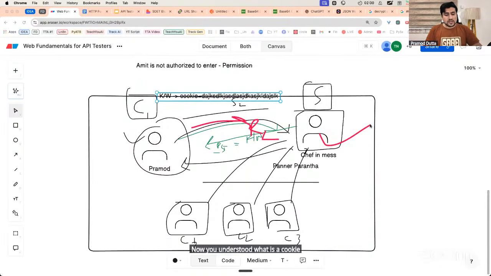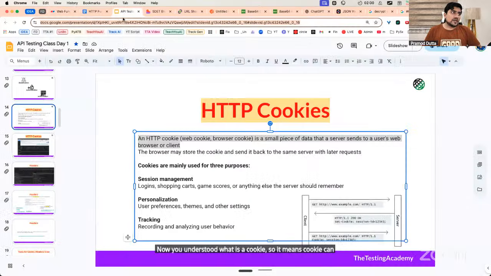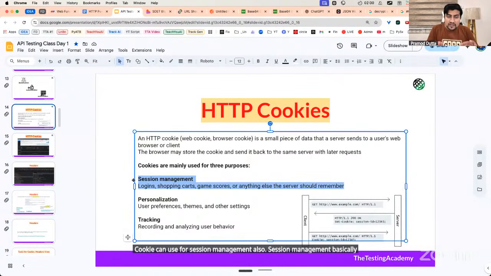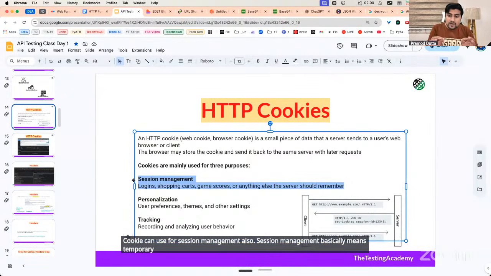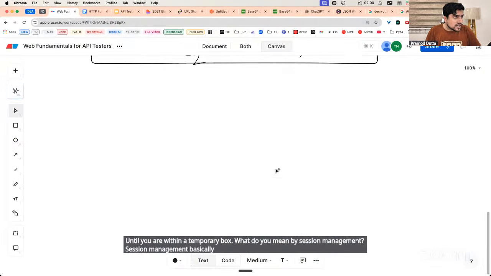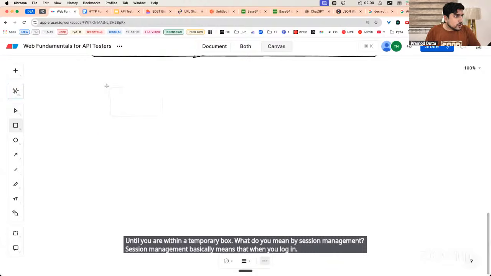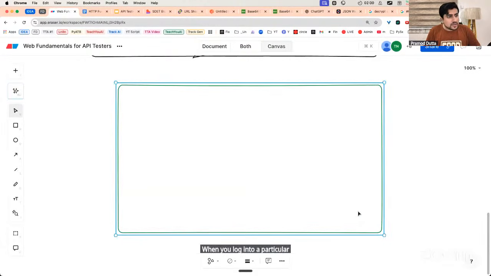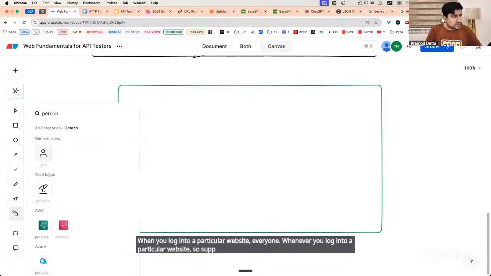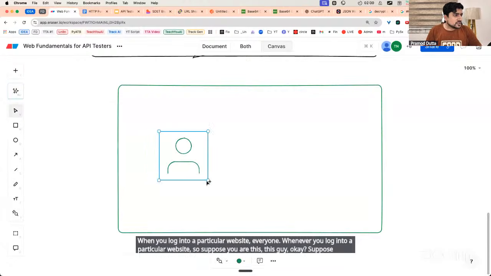So it means cookie can be used in multiple ways. Cookie can be used for session management also. Session management basically means the server will temporarily remember you, as long as you are within a temporary box. What do you mean by session management? Session management basically means that whenever you log into a particular website, suppose you are this guy, everyone.